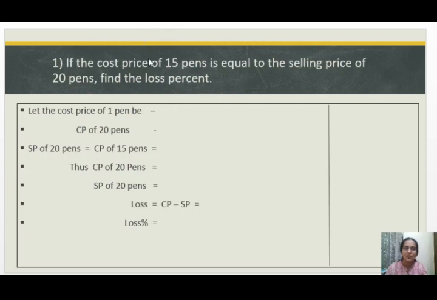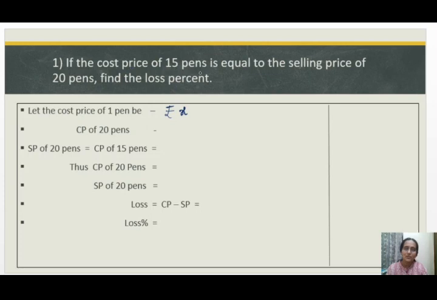So what is the cost price of 1 pen? Do you know the cost price of 1 pen? We don't know anything. So let the cost price of 1 pen be rupees x. Whatever we don't know, the unknown quantity, we have to assign a variable, the alphabet x or y. Let the cost price of 1 pen be rupees x.